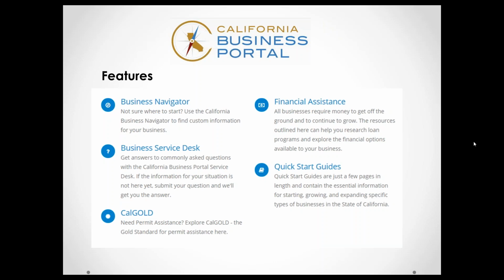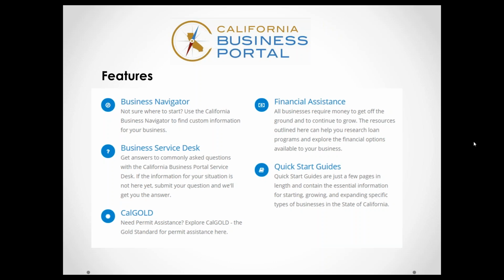We also have the Quick Start Guides, which is just a quick one-page reference of ways to start different types of businesses, the most recent popular businesses within California that are starting, such as maybe a food truck business or an online business. This is just a quick one-page reference guide to really give you an idea of what you may need.